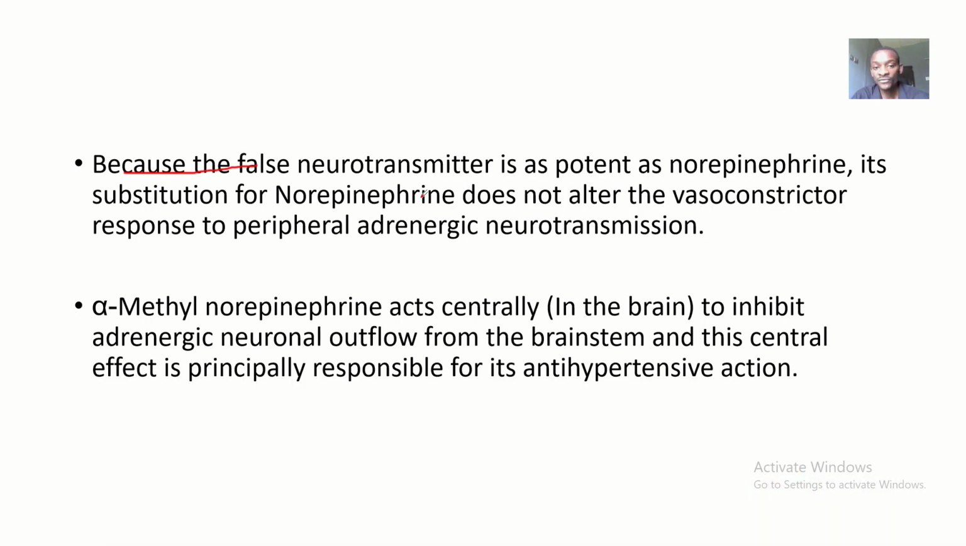Now, because the false neurotransmitter is as potent as norepinephrine, its substitution for norepinephrine does not alter the vasoconstrictor response to peripheral adrenergic neurotransmission. So alpha-methylnorepinephrine acts centrally in the brain to inhibit adrenergic neuronal outflow from the brainstem, and this central effect is principally responsible for its anti-hypertensive action.